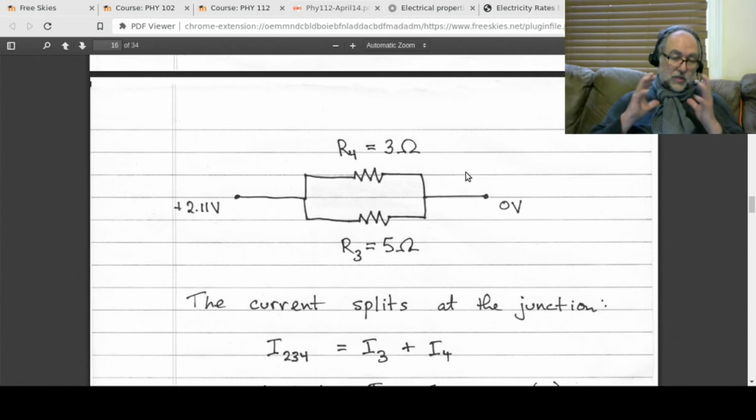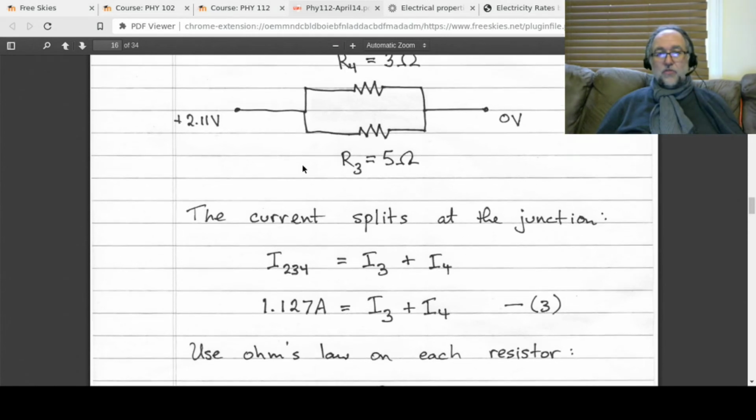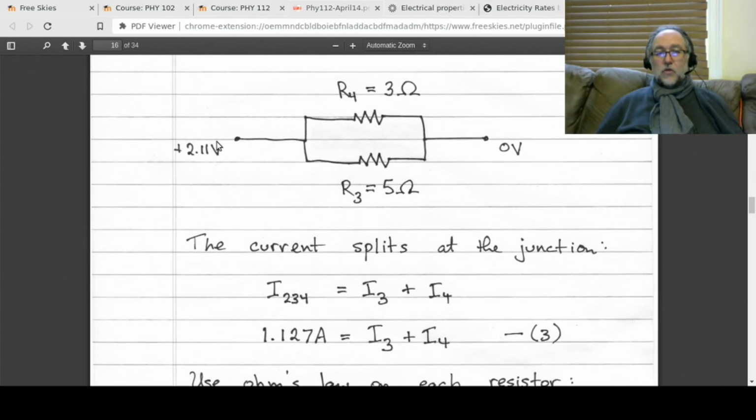So this is just part of the circuit. It's not the whole circuit. It's just R34 being taken apart into R3 and R4. Once again, this is in parallel, so the current that's going into that junction is being split. We know the current that's going in, that's I234, which was the 1.127 amps. That's going to split into I3, which is through R3, and I4, which is through R4.